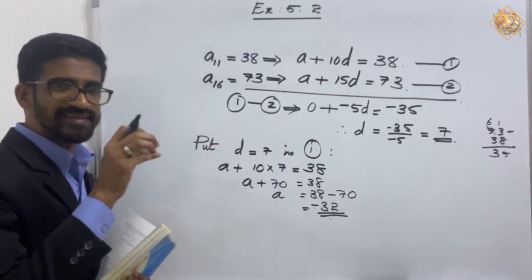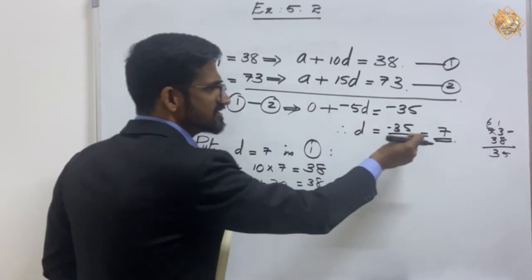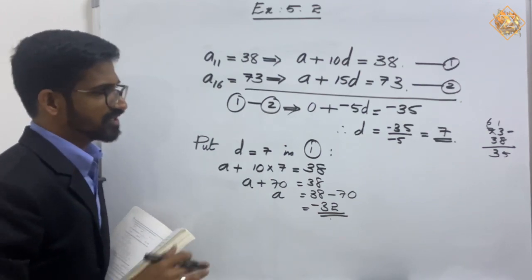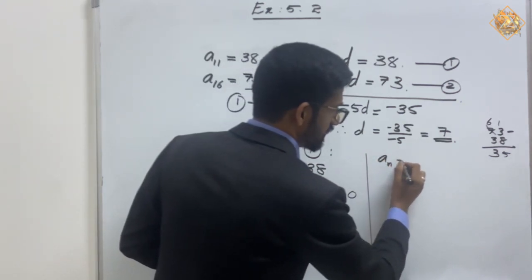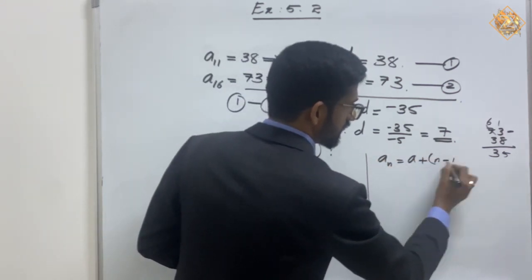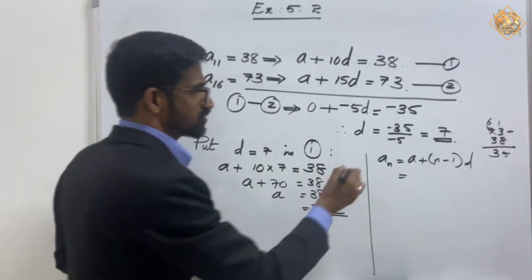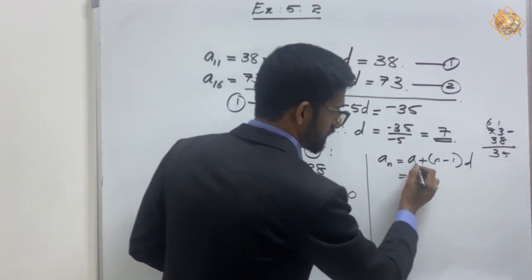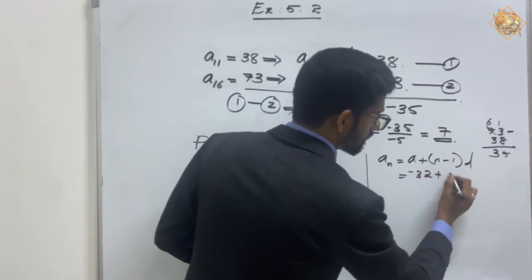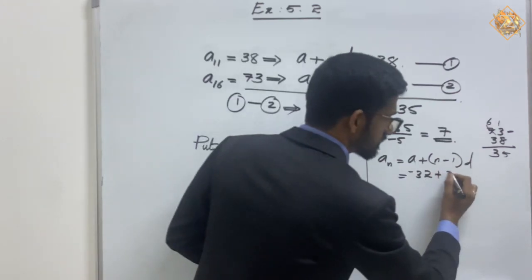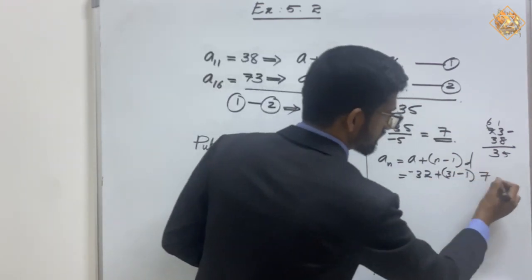Finally, what's the question? Find the 31st term of an AP whose first term is minus 32 and common difference is 7. Now it is reduced till here. Now we can find the 31st term. For that we apply the formula an equal to a plus n minus 1 into d. A31 is the first term, minus 32, plus n, that is 31, minus 1, into d, which here is 7.